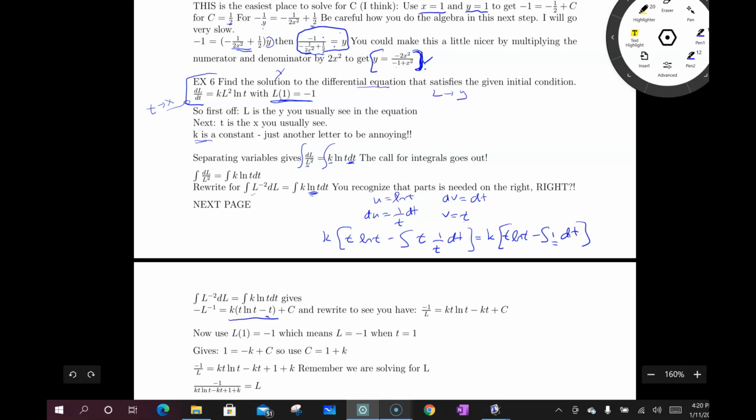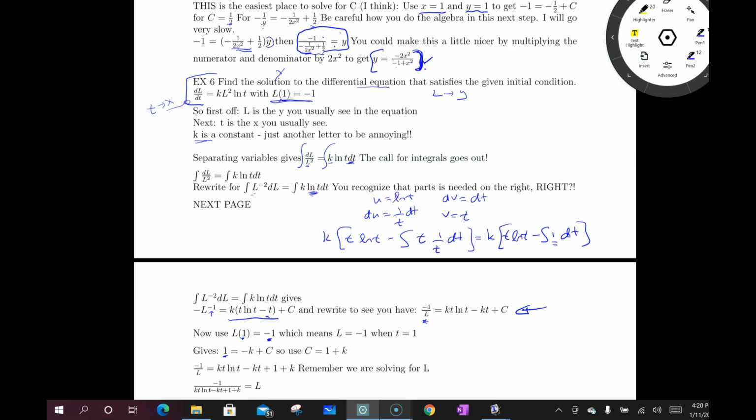So this is the left-hand side, the right-hand side. And the antiderivative of L to the negative 2 is L to the negative 1 over negative 1. So again, I'm going to suggest you write this negative exponent, put it in the denominator. So now right here, this is the easiest place to solve for the c. So let's put in t is 1 and L is negative 1.